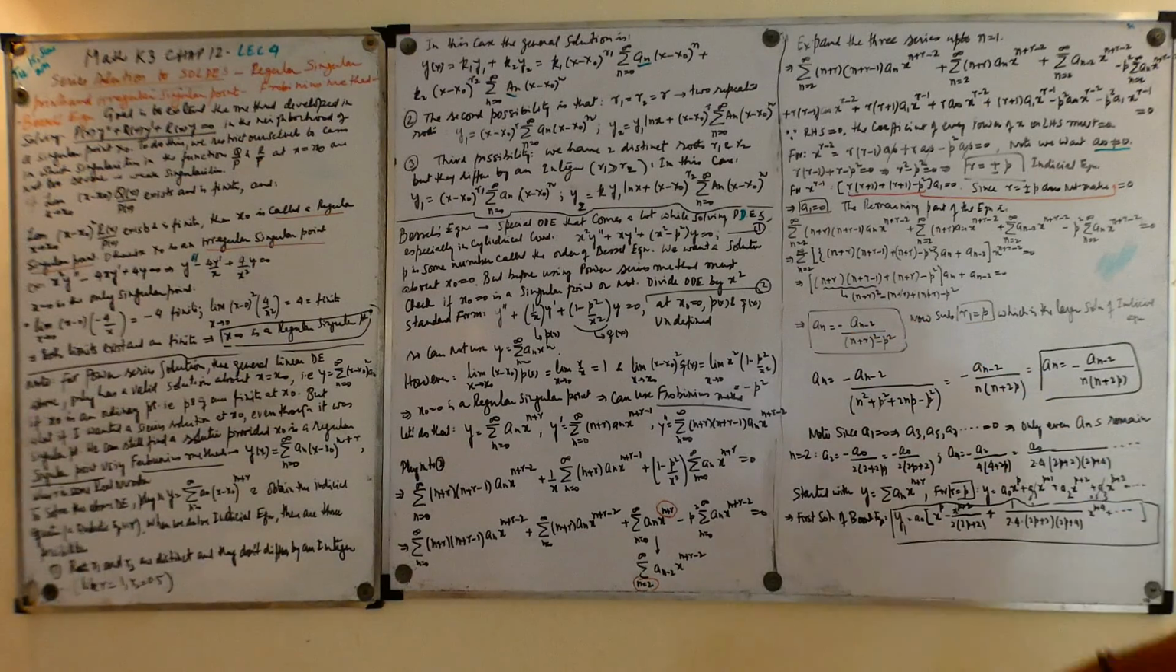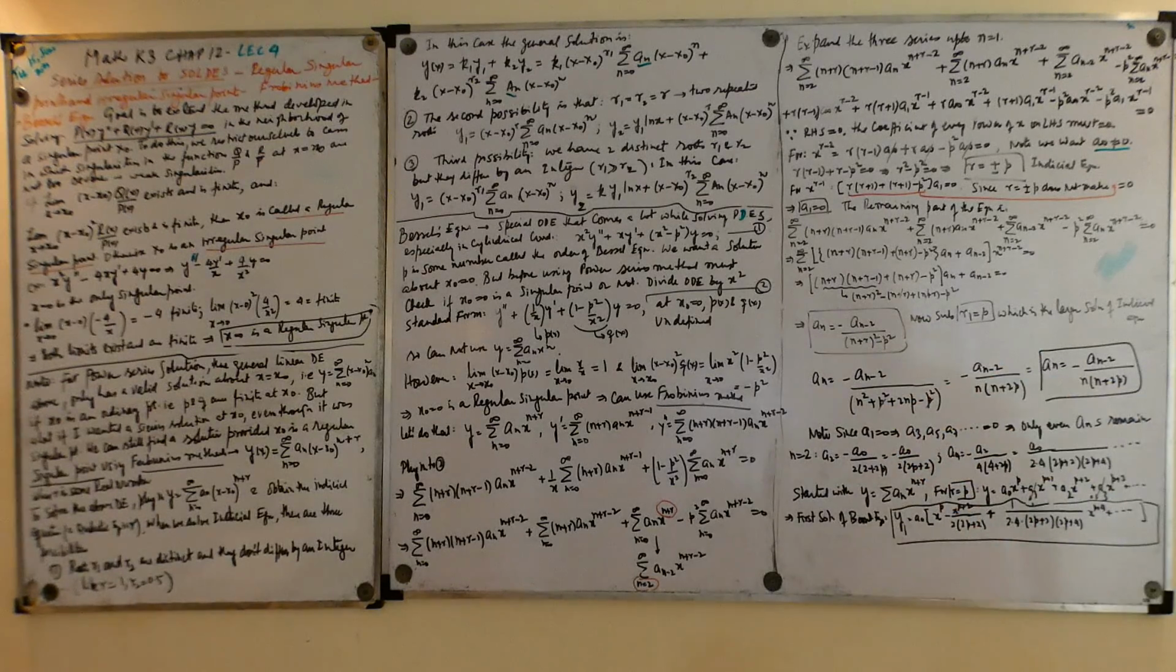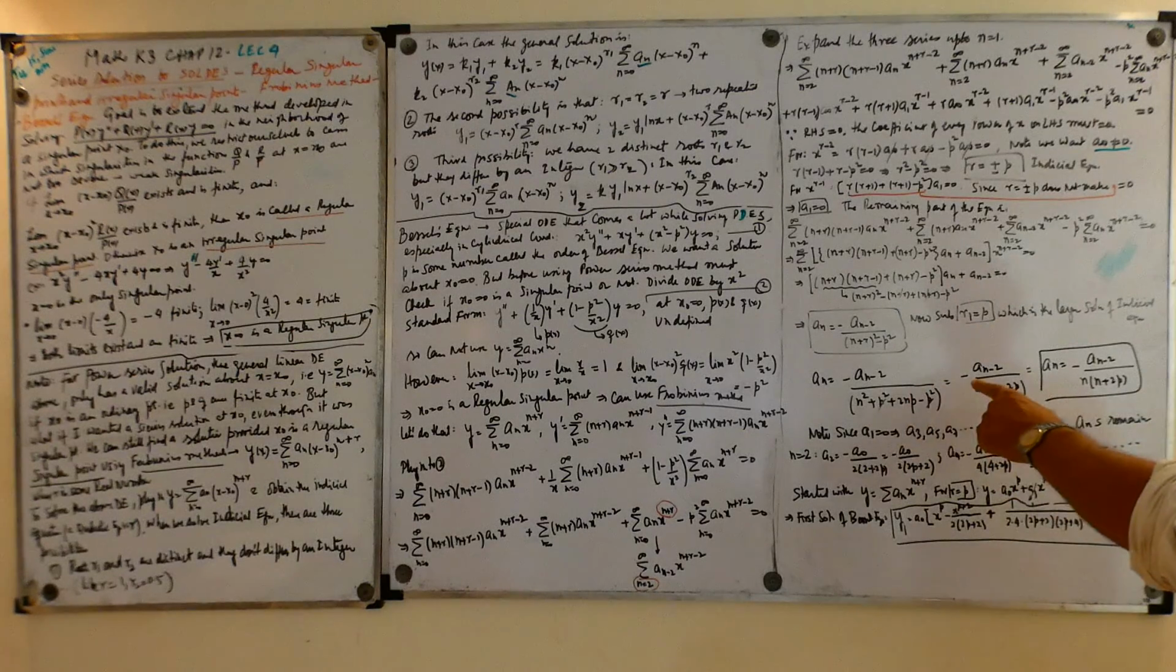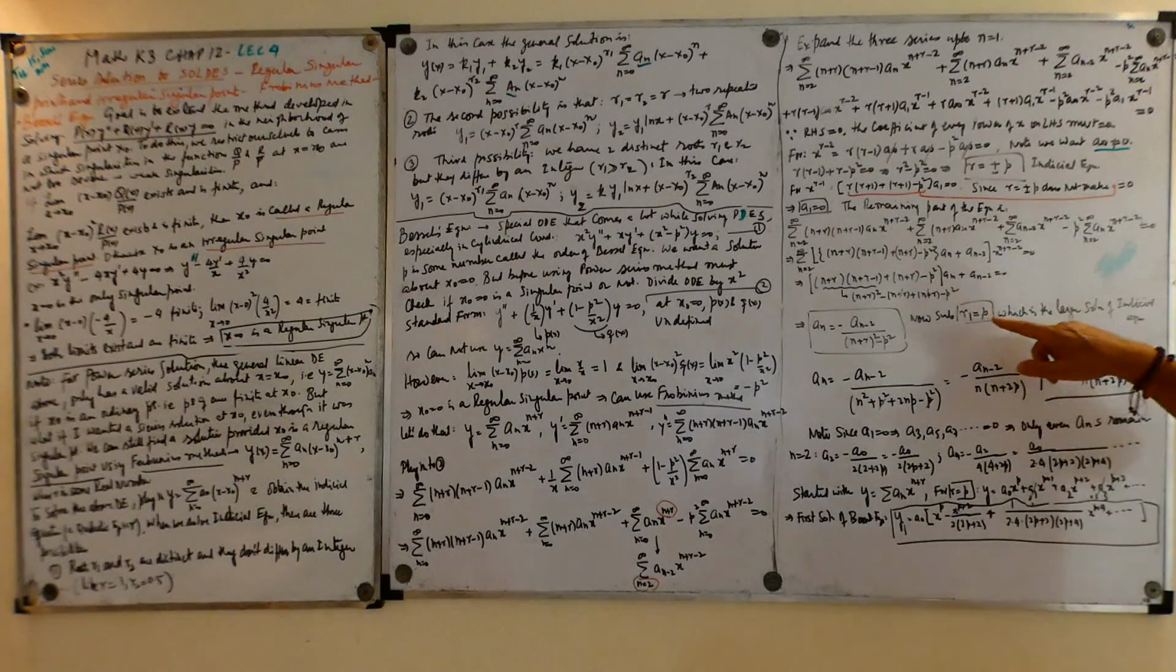So from this recurrence relationship, I get an equals minus an minus 2 divided by n, with r equal to p. So n plus p whole square is n squared plus p squared plus twice np, minus p squared. P squared cancels, and I just factored out n. So I'm writing it as an equal to minus an minus 2 divided by n times n plus 2p. So that's my recurrence relationship corresponding to r1.